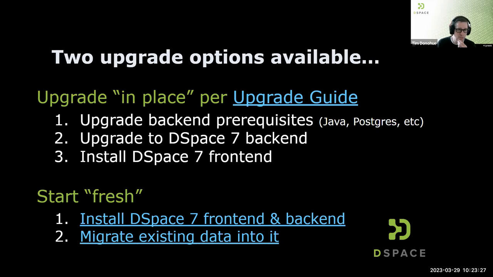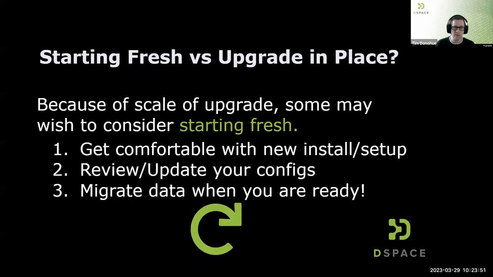But another option is to start with a fresh installation where you install DSpace 7 fresh with no data within it. Just get it up and running, make sure you're comfortable with it, and then migrate your data into that up and running DSpace 7 instance. There is documentation in the links here for how to do that migration of your data over if you want to start fresh. And for sites that are a little bit worried about this upgrade process, this is an opportunity where starting fresh is perfectly okay.